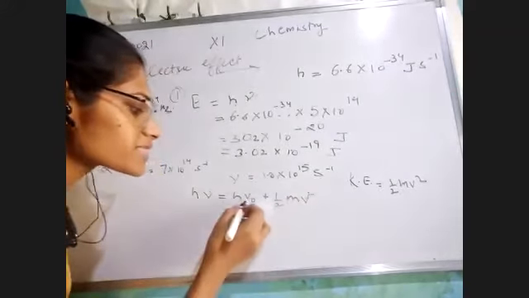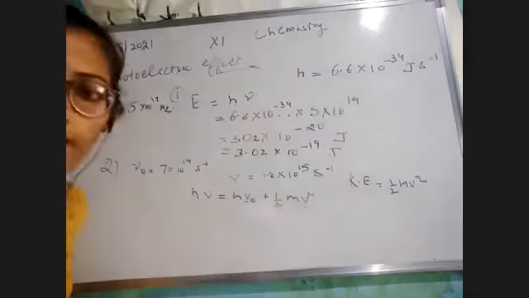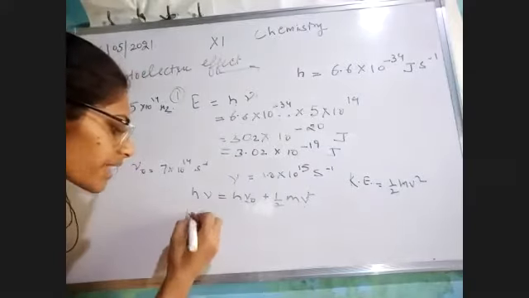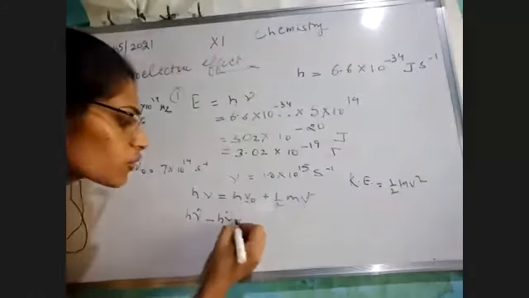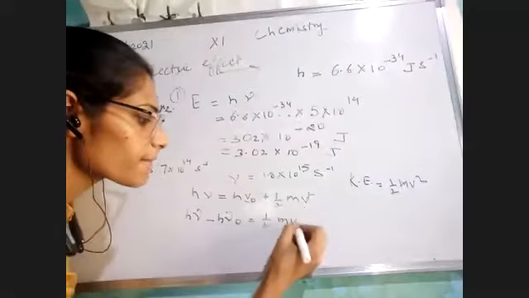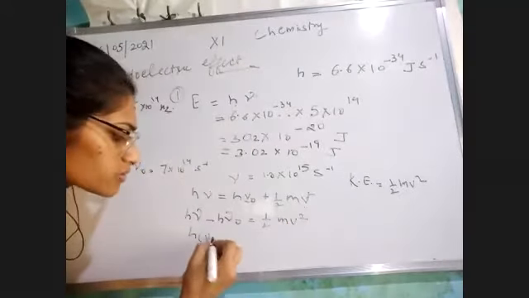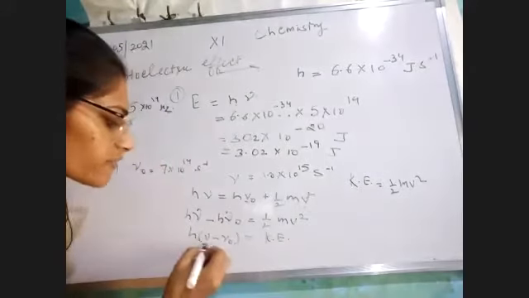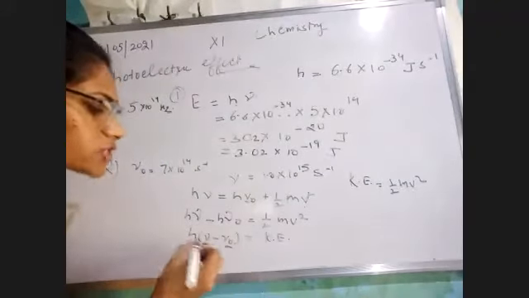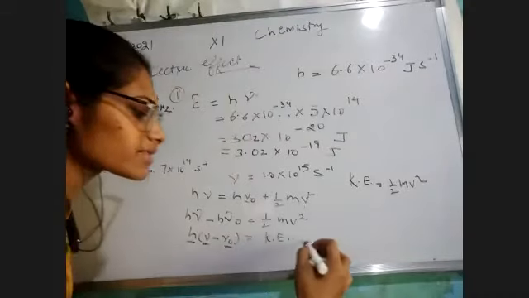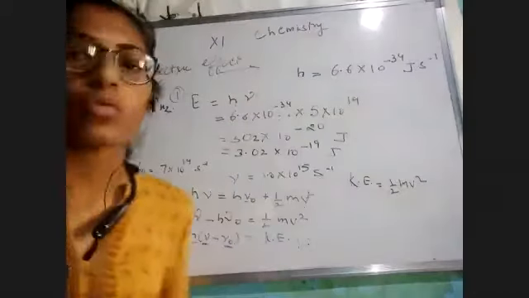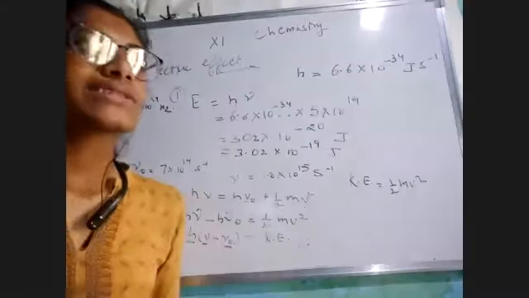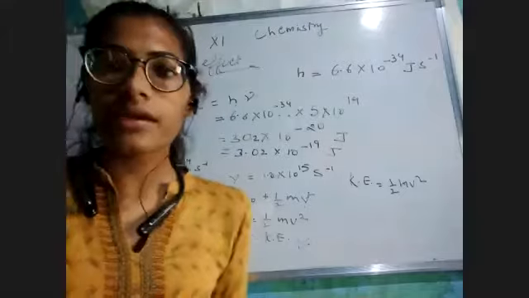Don't confuse this nu with this v, which is velocity. We can put it over here: the kinetic energy. h nu minus h nu naught equals half mv square. h can be taken common: h times nu minus nu naught equals the kinetic energy. We have nu naught, we have h, just put them in and we will get the kinetic energy of our electron. So these are simple numericals based on a very simple concept, that is the photoelectric effect.